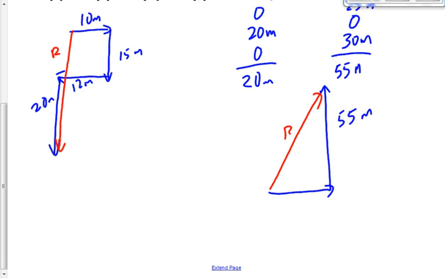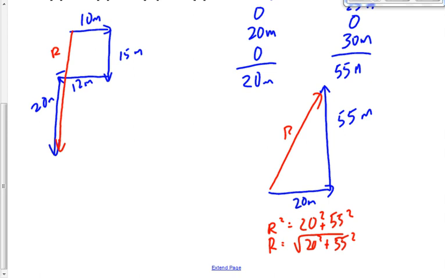We can say r squared is equal to, what was that? 20. R squared is equal to 20 squared plus 55 squared, or r is equal to the square root of 20 squared plus 55 squared, whatever that works out to be.